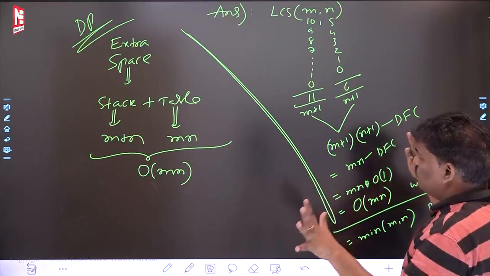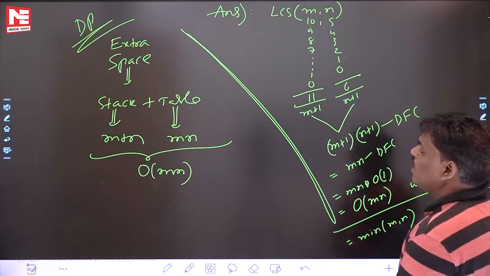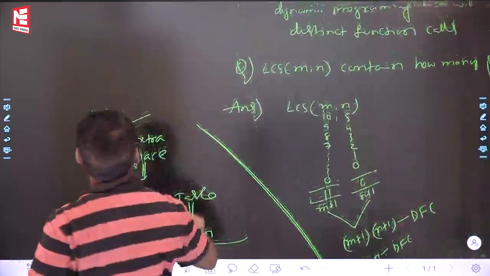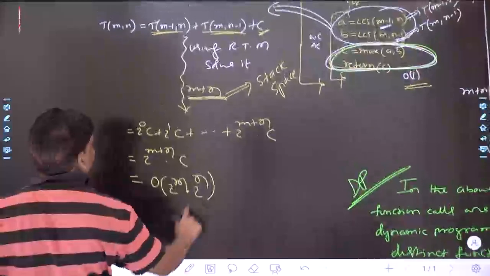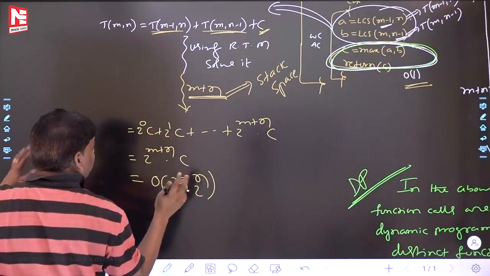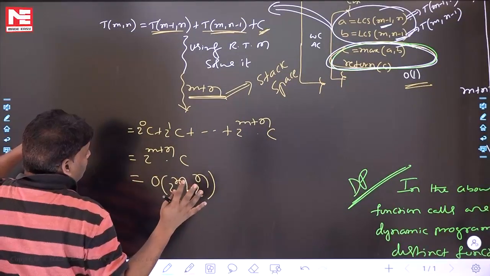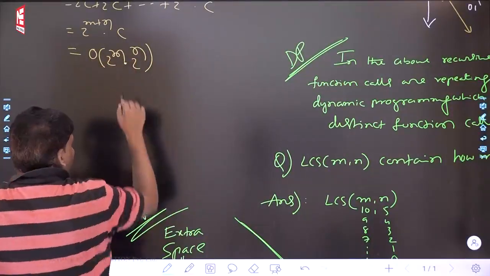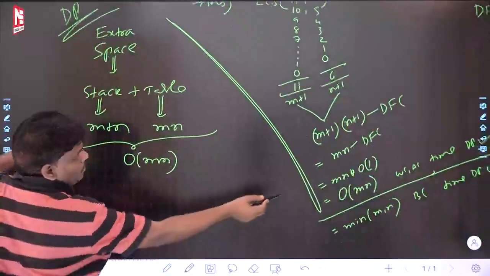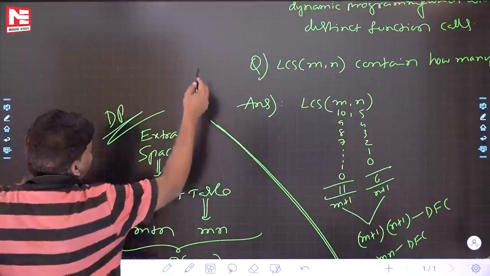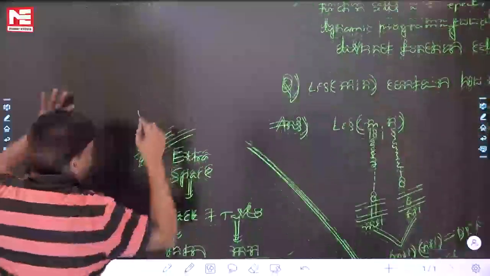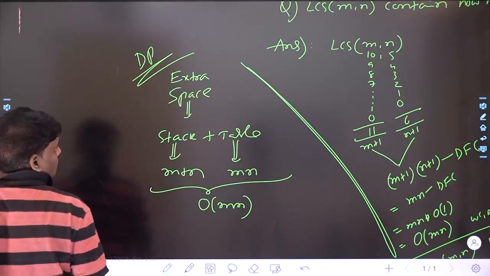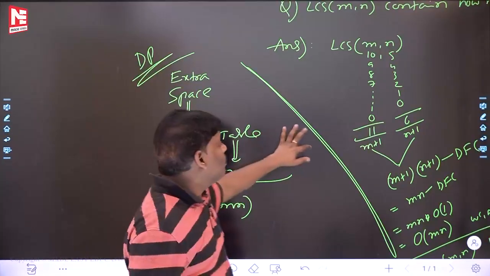For this program with dynamic programming, what is the extra space? mn. Without dynamic programming, what is the extra space? M plus n. I have written it also. When you say dynamic programming, time complexity decreased a lot. 2 power m into 2 power n became simply mn. Space was previously m plus n, now it became mn. Space may be increased a little bit, but time decreased a lot. How many distinct functions? Can you help me now?